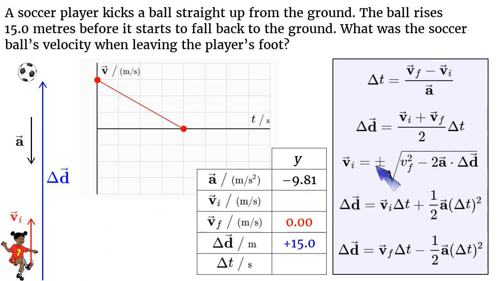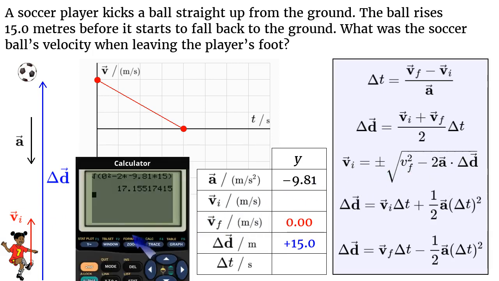Now we can get out our calculators and type the values into the equation here. So the final velocity is 0, the acceleration is negative 9.81, the displacement is positive 15.0. If we type that in on our calculator, we get 17.2. That's going to be the initial velocity. And as we said, because the soccer ball is being kicked up, we want to make it positive 17.2.